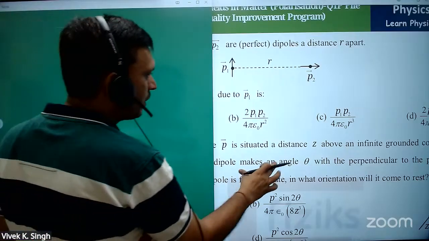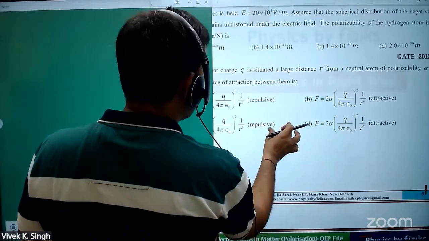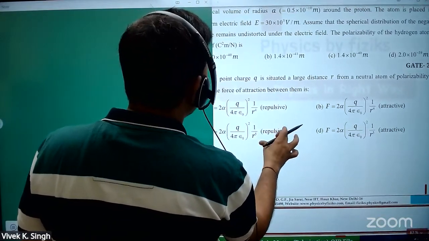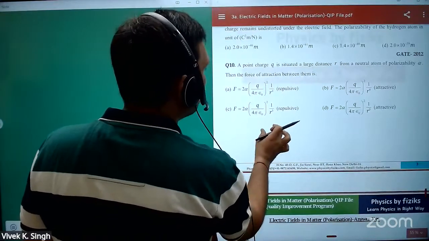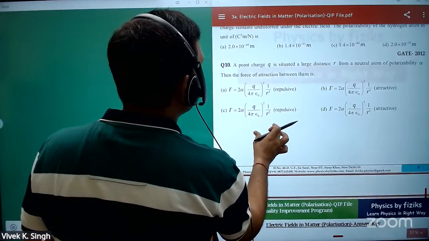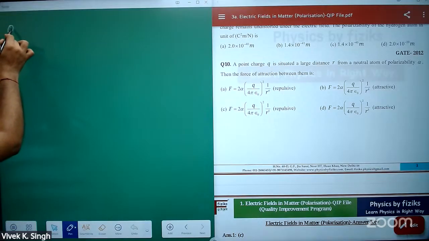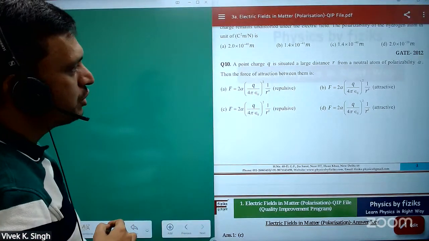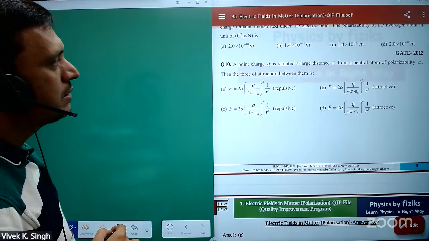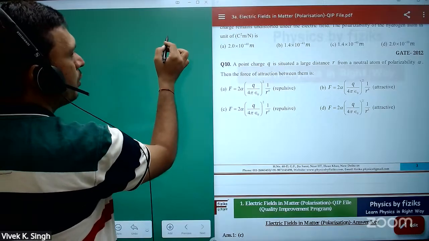Now we will take this question, question number 10. Let's solve question number 10. A point charge Q is situated at a large distance r from a neutral atom of atomic polarizability alpha.